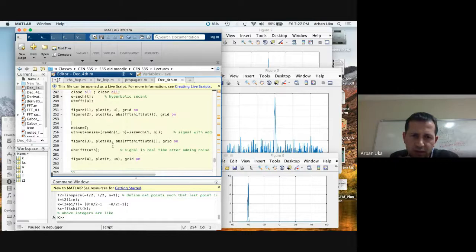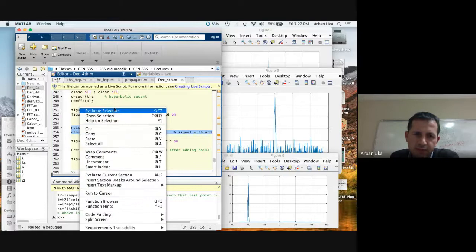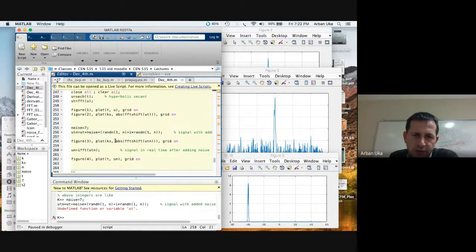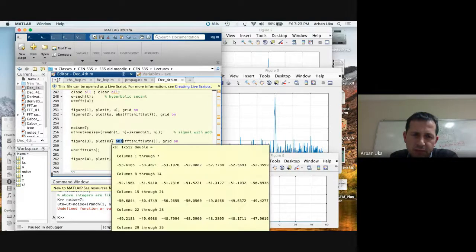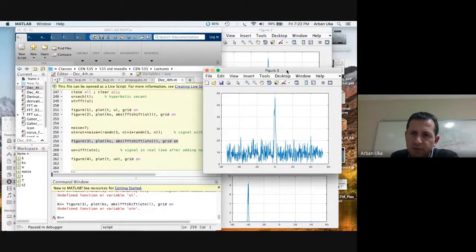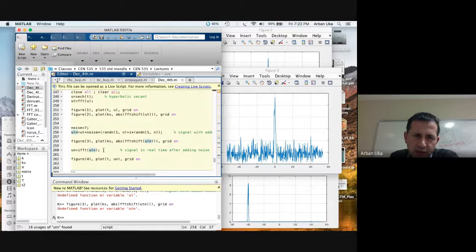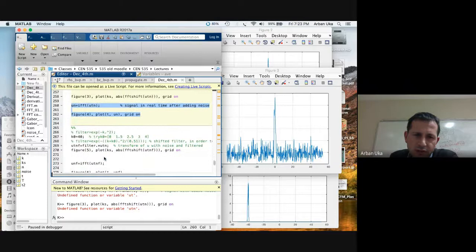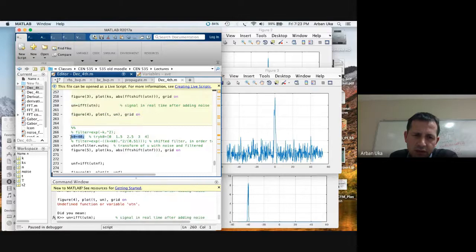Noise level, we set it at 7. Then, okay, we don't have this value, so we need to generate it again. Evaluate selection. Figure 3, I think we have this figure 3 already, but we can plot it again. Let's see, it should be the exact same thing as before. Yes, it did not change at all. And now we have the signal, which would be the, okay, this figure we also have it, but let's calculate it because we need to write it. And now we have here undefined function or variable UTN. What did we do here?